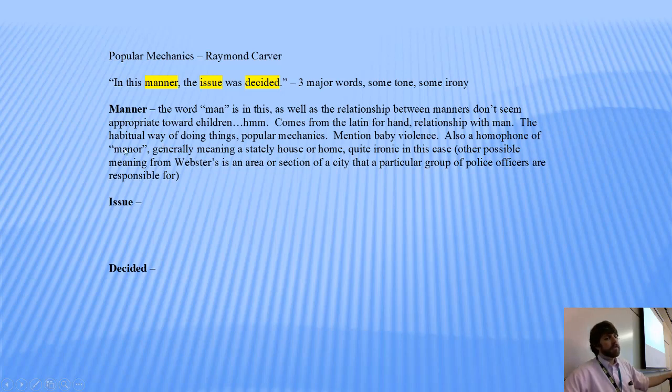Also, a homophone of manner. You know what a homophone is? Sounds like that word? Yeah. I don't know if he means that. I lean toward him possibly meaning that, us wanting to see that. Because in this manner, the issue was decided. In this house, the issue was decided. But it's weird to call it a manner. It makes sense if these are the people who are reading Popular Mechanics, because those people might own a house that you might term a manor.